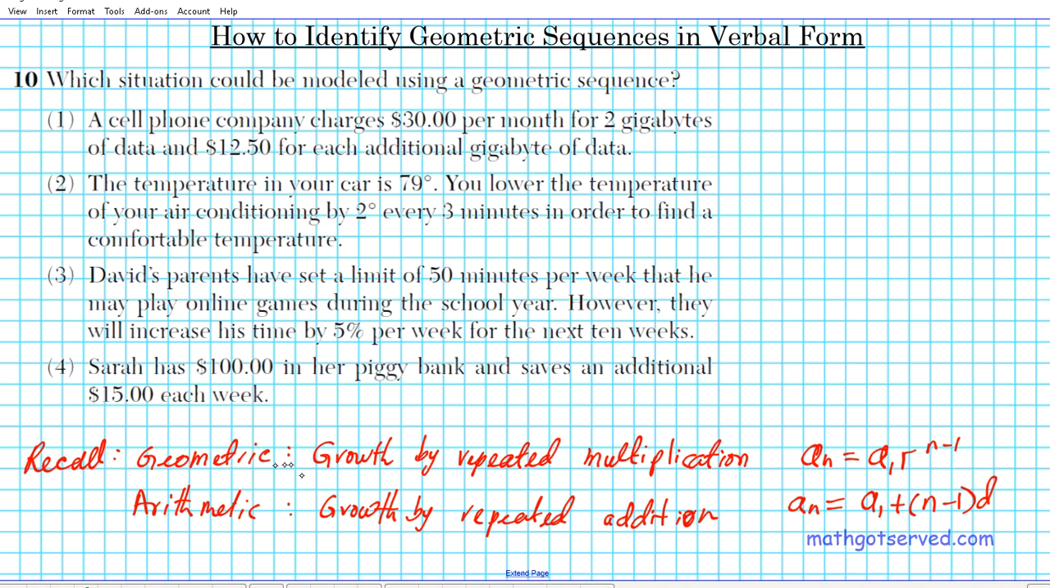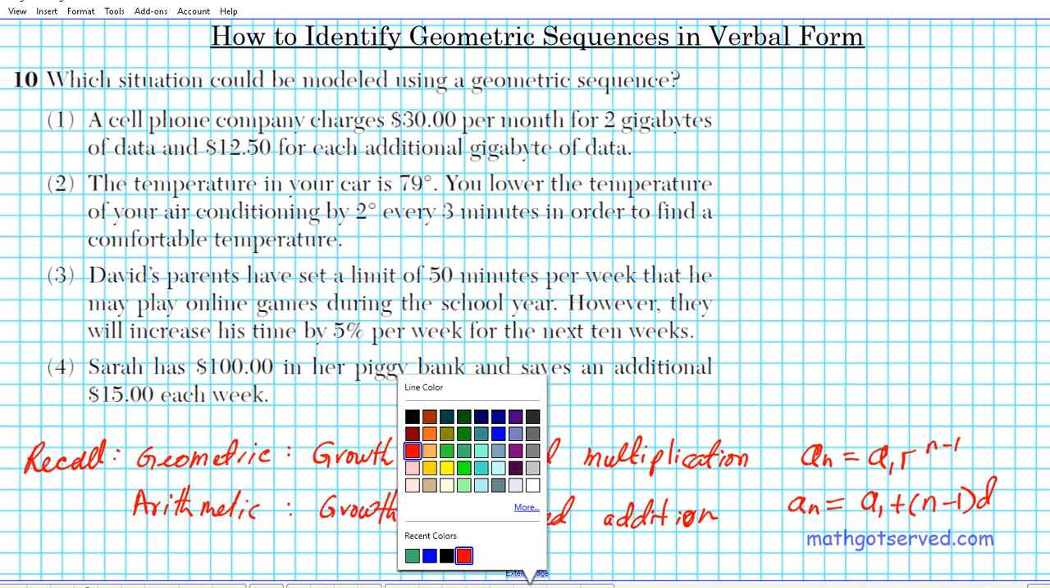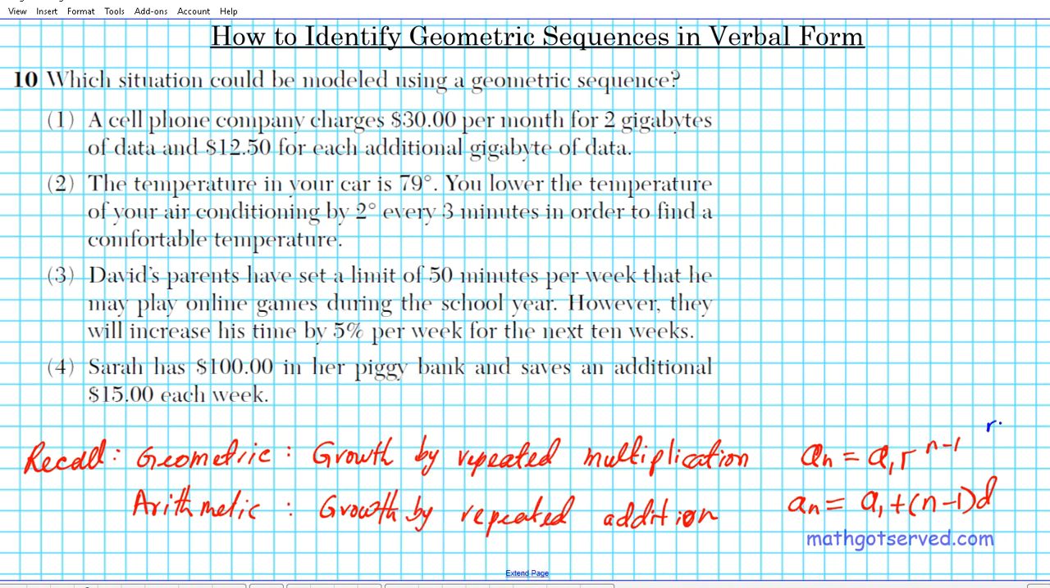When you're looking at geometric sequences, you're looking for things like for or rate. For an arithmetic sequence, you're looking for terms like additionally, more, added, stuff like that. So for geometric, you're looking for things like rate, for, or off. These indicate multiplication, and for arithmetic, you're looking for addition or more.